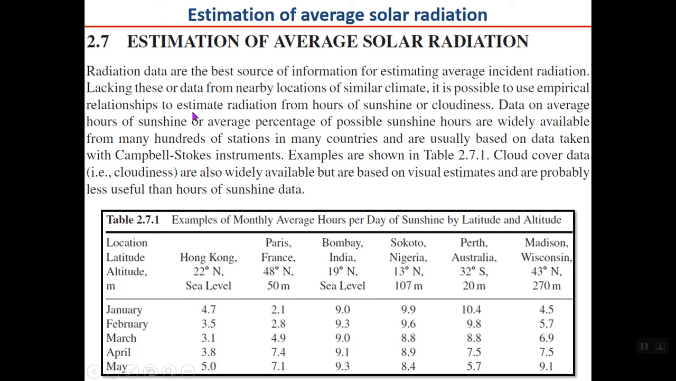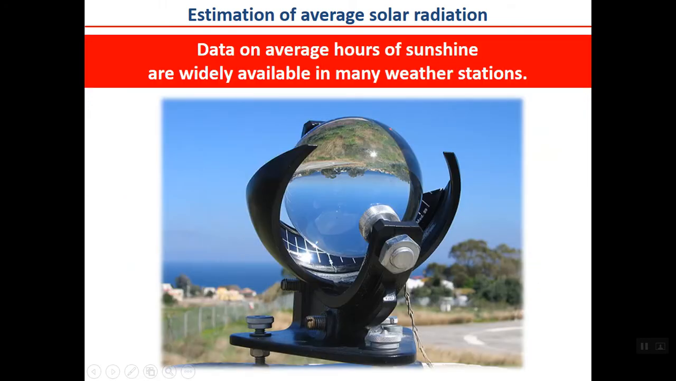So in summary, there are a lot of stations in the world where sunshine hours are measured by generally very old Campbell-Stokes instruments. There are newer instruments as well. This is a picture of a Campbell device, which is used for measuring hours of sunshine. As you can see, data on average hours of sunshine are widely available in many weather stations. Even for developing countries, these data are generally available and can be found from metadata sources.